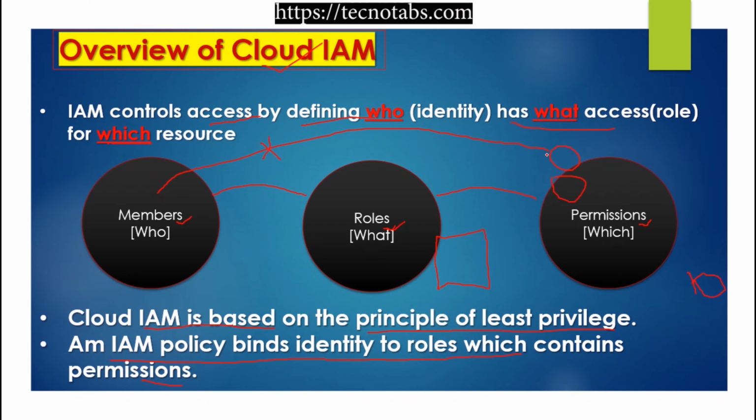Let's say these resources are your VMs running on GCP, and they have a financial application. So you create a role for financial applications, and in this role you define what permissions you want to give, such as read permission or write permission. You just mention it in this role, and you assign that role to the member. So the members cannot directly go to the resource; they have to go through roles to see what access they have to perform any action on this particular resource.